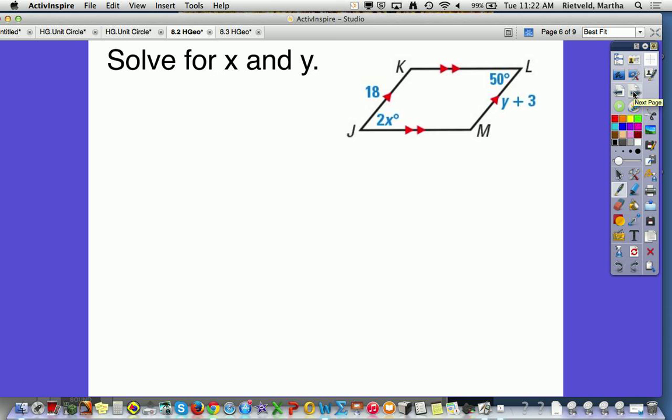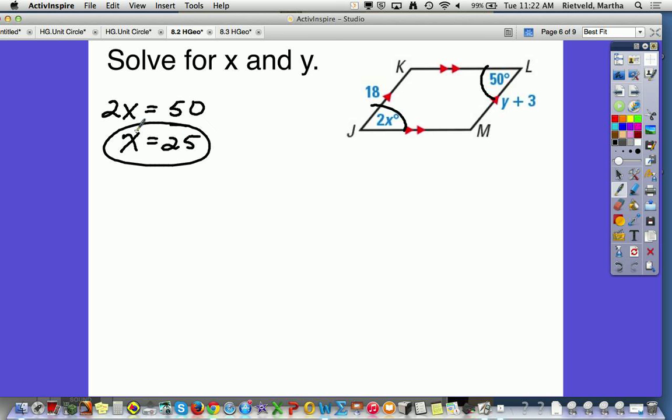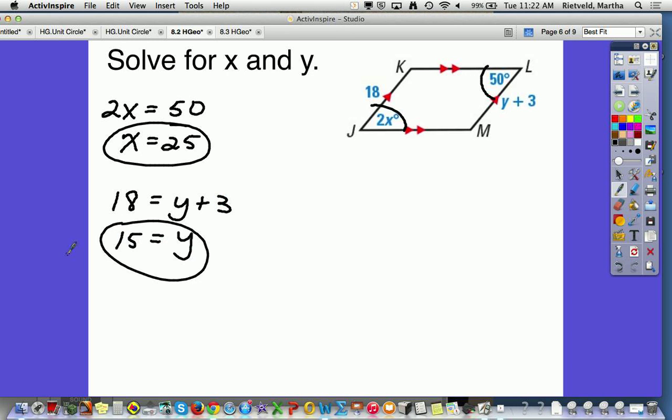In this problem, we're solving for x and y again. We know that 2x, angle J, is opposite angle L. We know we have a parallelogram, so those opposite angles are equal. 2x equals 50, and x equals 25. The opposite sides, 18, has to be equal to y plus 3, so y equals 15.